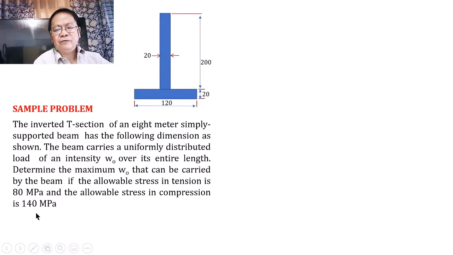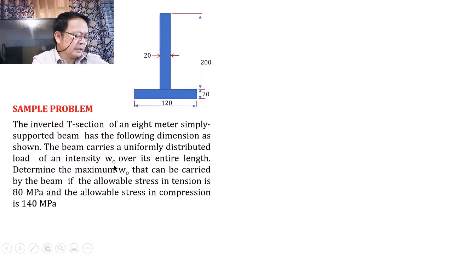is 140 megapascal. Ito guys yung sinasabi natin na kapag ang ating material ay magkaiba ng kanyang maximum capacity. Specifically, kapag ang tinutukoy natin ay kanilang strength to resist tension and compression, it is a good idea to consider designing an unsymmetrical beam. Kaya nga meron tayo ditong inverted T that will support the uniformly distributed load. Ang hinahanap natin, ano yung pinakamataas o pinakamalaking magnitude ng W sub O para hindi masira itong ating beam.